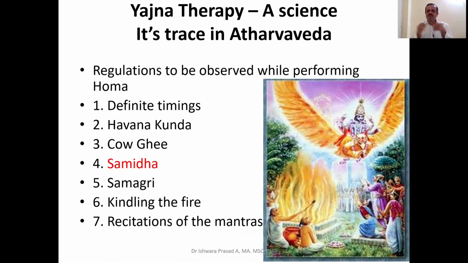So definite timings are more important. Definite timings for performing the Homa are more important. Then the Havana Kunda, in which structure it should be. Measurement of the Havana Kunda also counts. Then cow ghee, ghrita, Samidhas. Then Homa Samagris, kindling the fire, recitations of the mantras. So these are important regulations which are to be observed while performing the Homa.